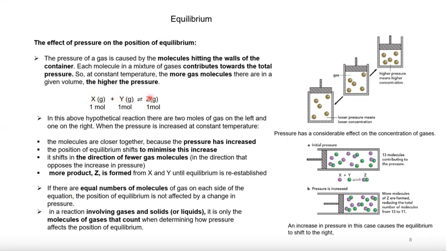If there are equal numbers of molecules of gas on each side of the equation, so let's say there are 2 moles here and 2 moles there, what happens then? There is no change if we change the pressure. If a reaction involves gases and liquids or solids, for example one reactant is a gas and another is a liquid, and the product is a solid, then it is only the gas molecules that count in affecting the equilibrium position.